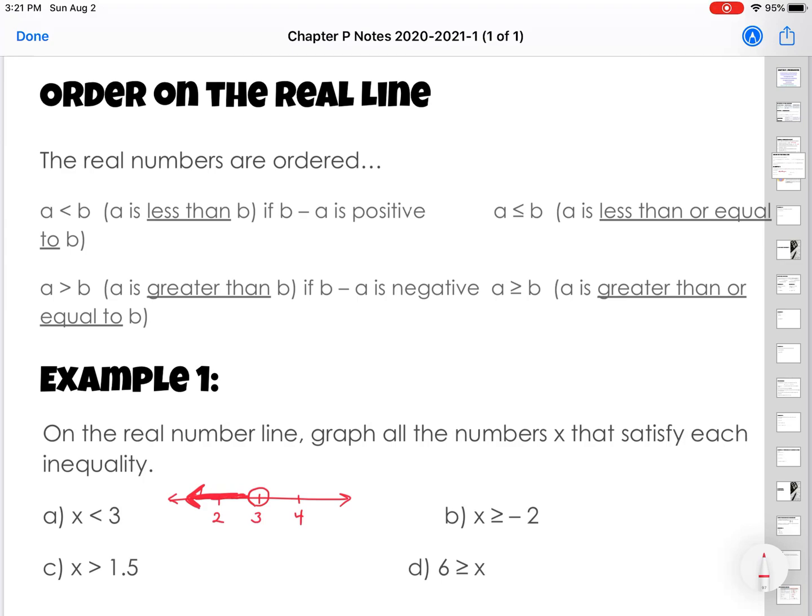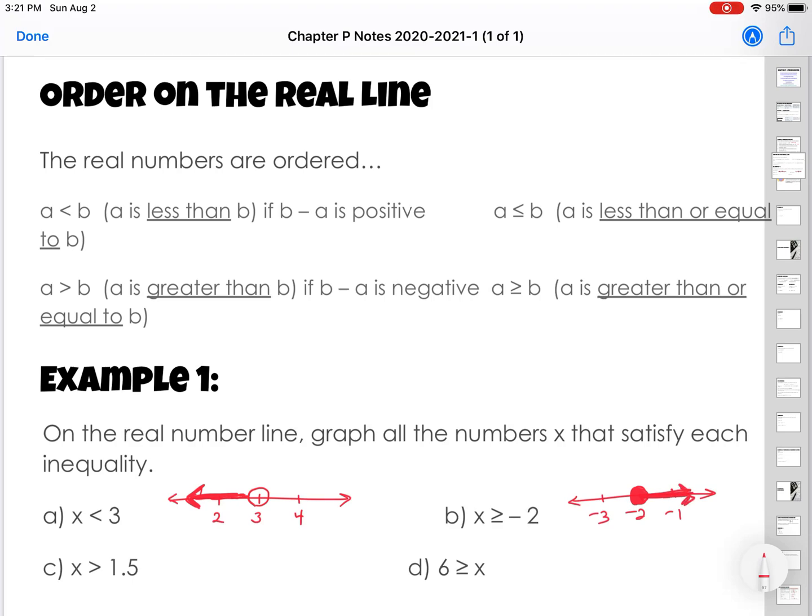Okay. In B, it says that x is greater than or equal to negative 2. So again, I want to see where negative 2 is on my number line. A number to the right would be negative 1. To the left would be negative 3. Remember, the negatives are kind of backwards. Greater than or equal to, which means negative 2 does satisfy this inequality. So we're going to shade that in. And we want numbers that are greater. Negative 1 is greater. So that would be the numbers to the right.